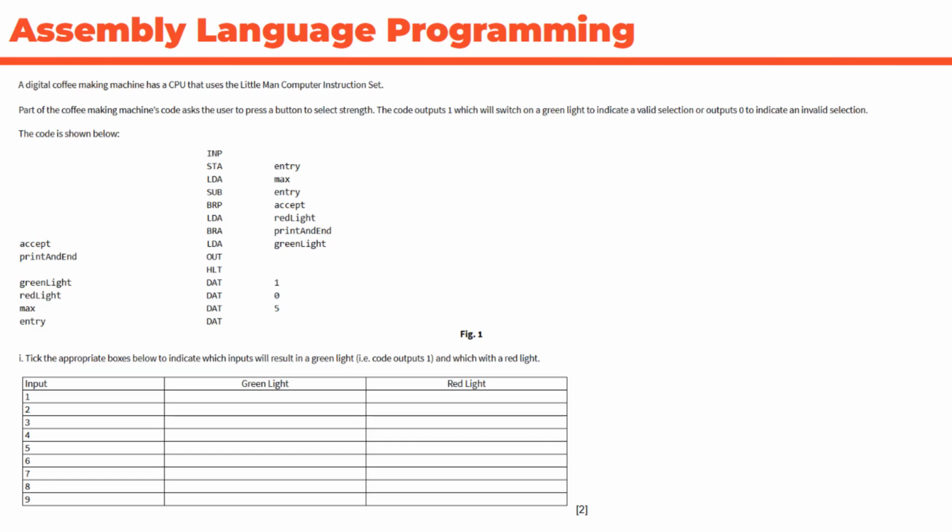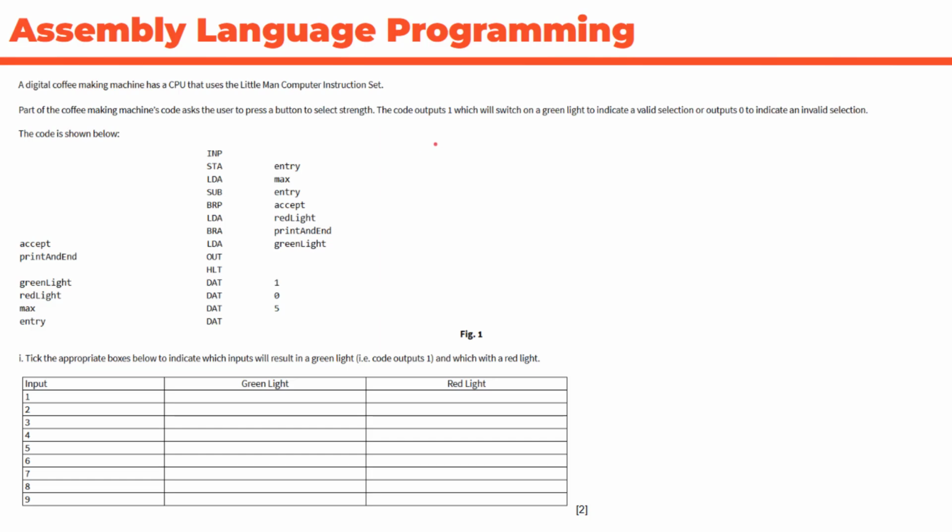So we've got a series of assembly language code commands, we've got labels, we've got inputs and data and all sorts going on in there. It says tick the appropriate boxes below to indicate which inputs will result in a green light, i.e. the code outputs 1, or a red light, i.e. which the code outputs 0. It's only worth 2 marks, so it can't take us very long, can it? Surely. And what we're going to do is start off by doing the box method again.